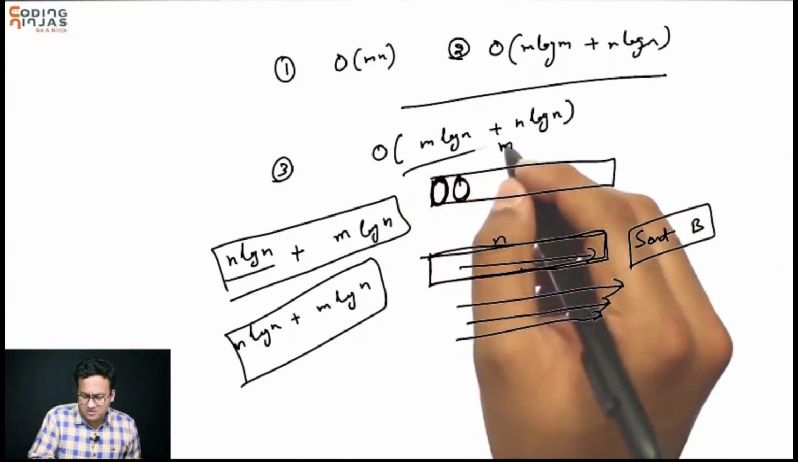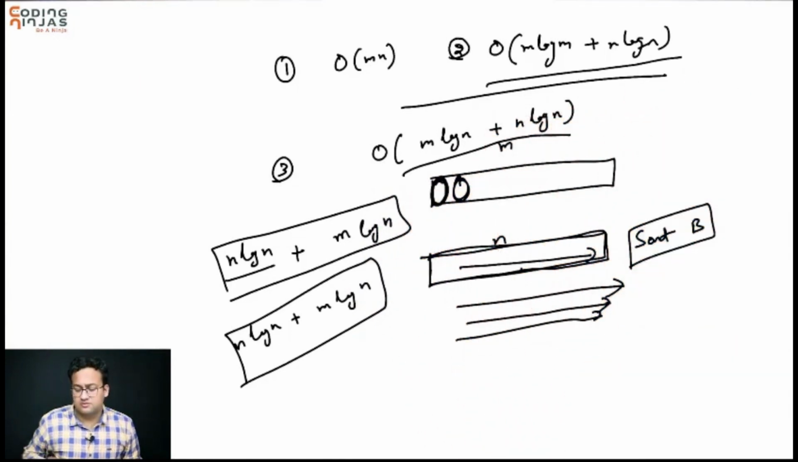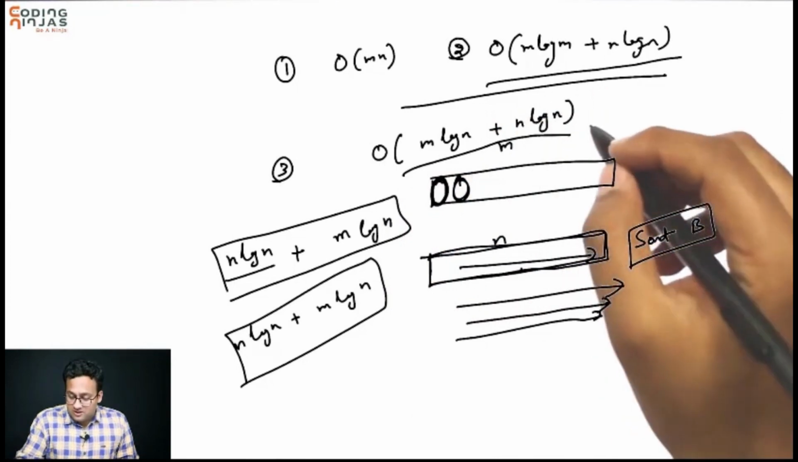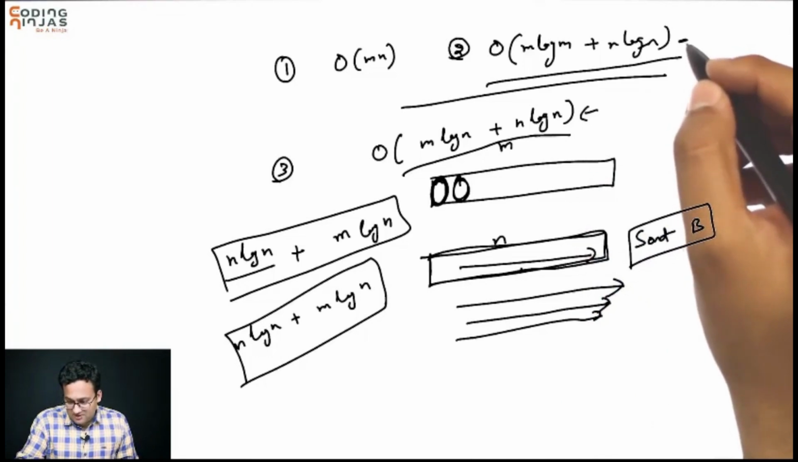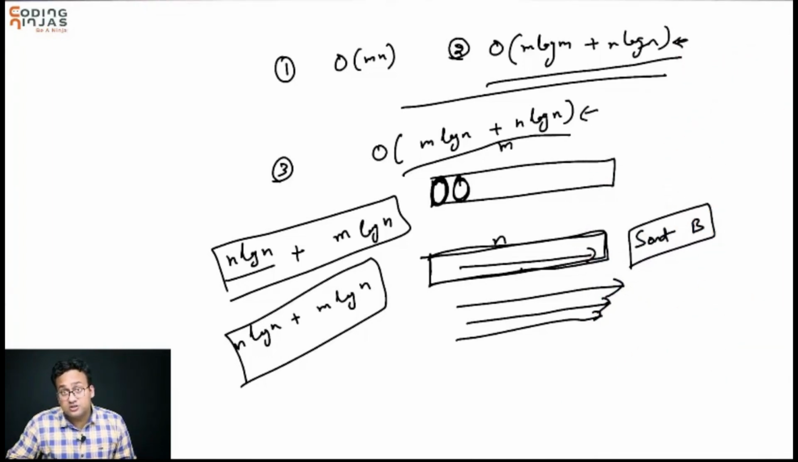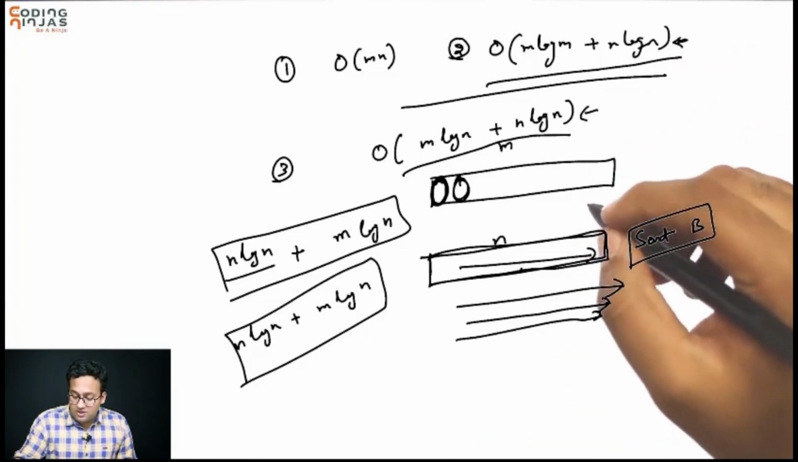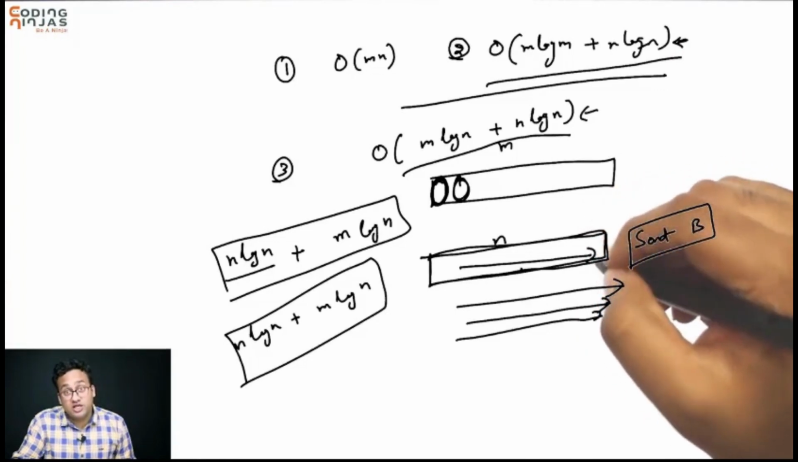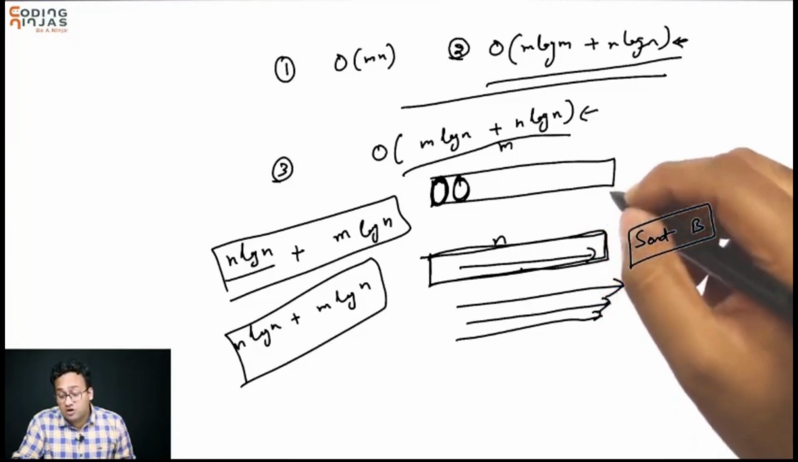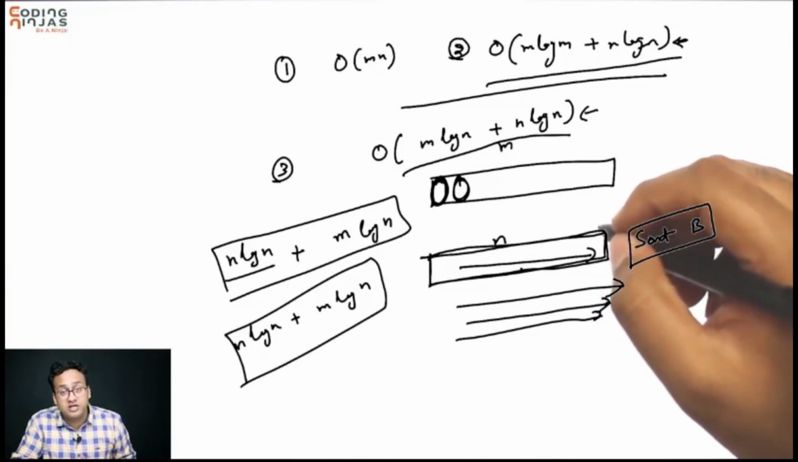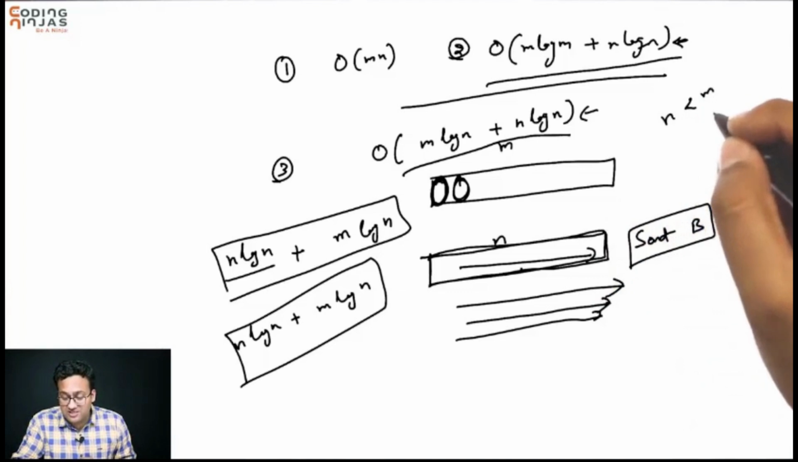Why is this better than this? This is better than this because I can sort the array which is smaller. I will not always sort B. I will sort the array which is smaller. So I can make sure that n is less than m.